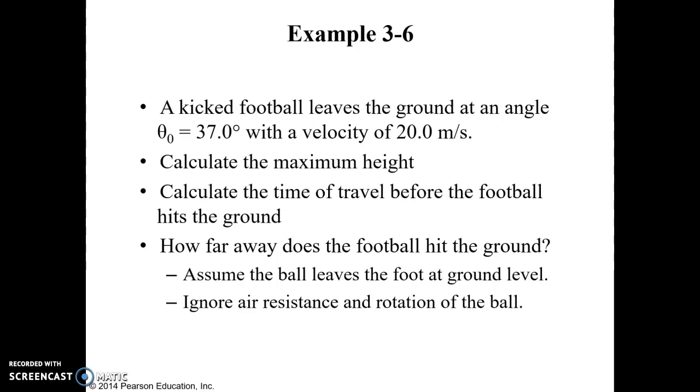Okay, we're going to look at another example problem here involving projectile motion. This is example 3.6 from the book. We have a football that is going to be kicked off. It's going to leave the ground at an angle of 37 degrees and a velocity, that's like a diagonal velocity, of 20.0 meters per second.